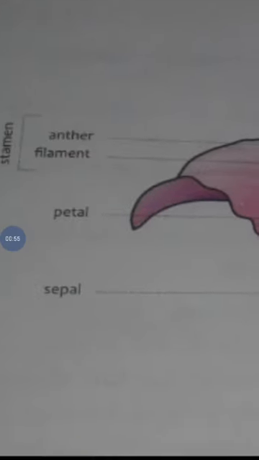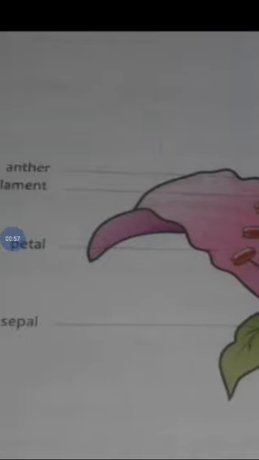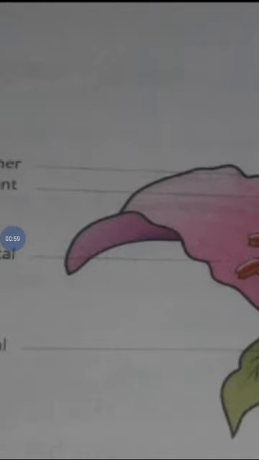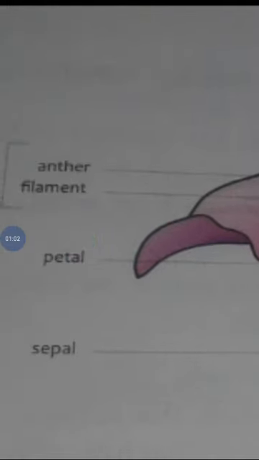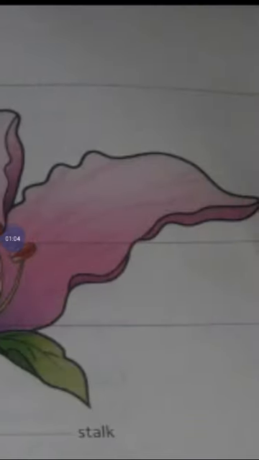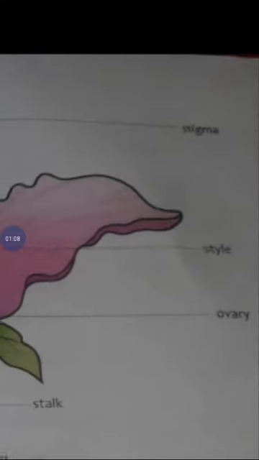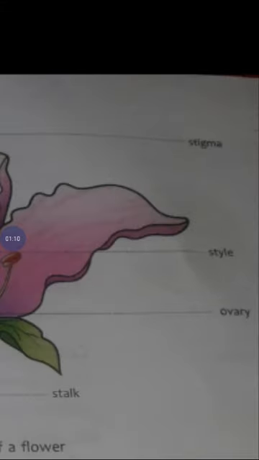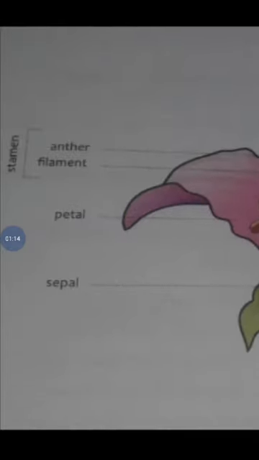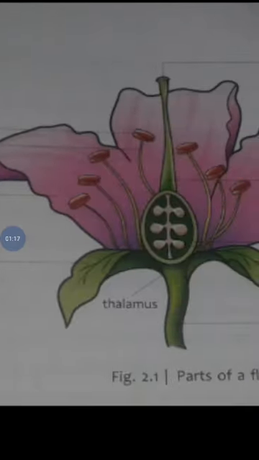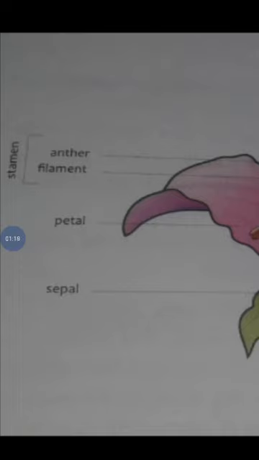This is a sepal, and the colorful parts of the flower are known as petals. Stigma, style and ovary are the female reproductive parts of the flower and are known as gynoecium, and anther and filament are the male reproductive parts of a flower, which are known as androecium.